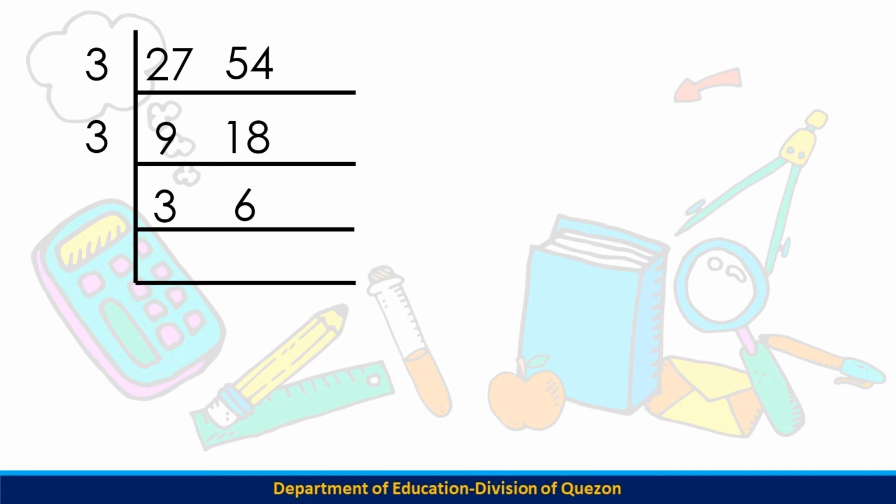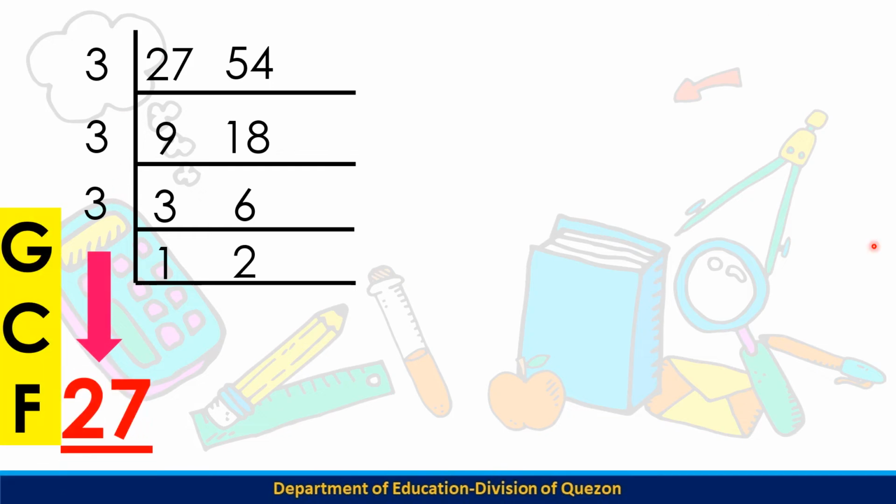Okay, meron pa po ba? Yes, meron pa po tayong divisor. We have 3 again. So 3 divided by 3 is 1 and 6 divided by 3 is 2. Meron pa po ba dito? Wala na po. So, kukunin na po natin ang GCF. 3 times 3 equals 9. 9 times 3 is equal to 27. So, our GCF here is 27.